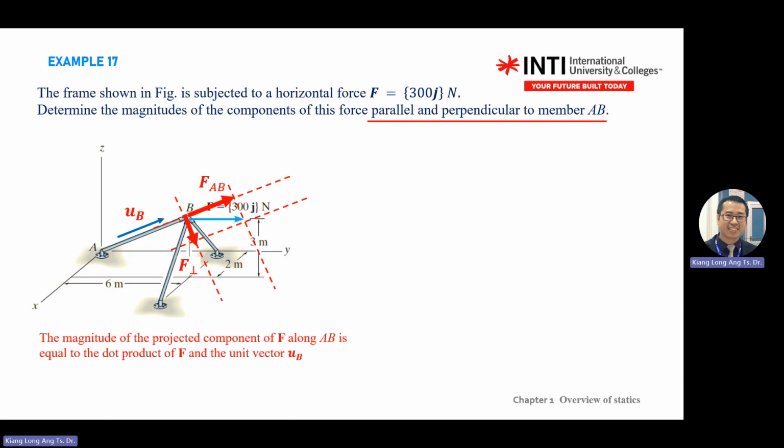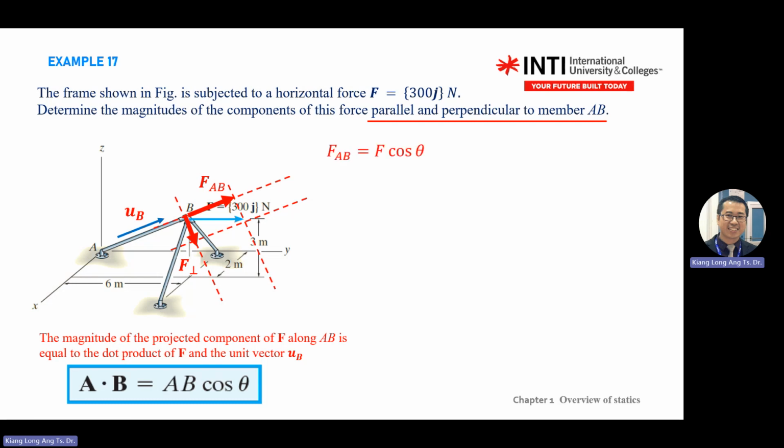Recall what we learned: A dot B equals AB cos theta. We are not interested in the perpendicular component because cos 90 is 0. So F sub AB equals F cos theta, which equals F dot UB. How to find the unit vector? We already covered how to find the unit vector or direction vector: vector divided by magnitude.